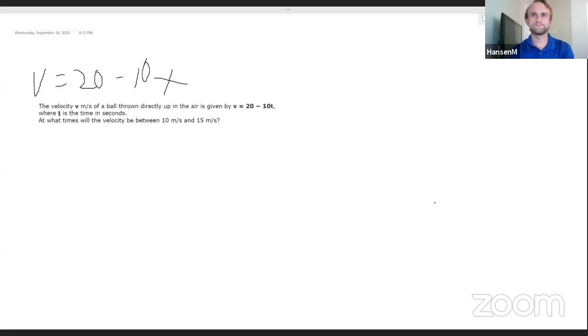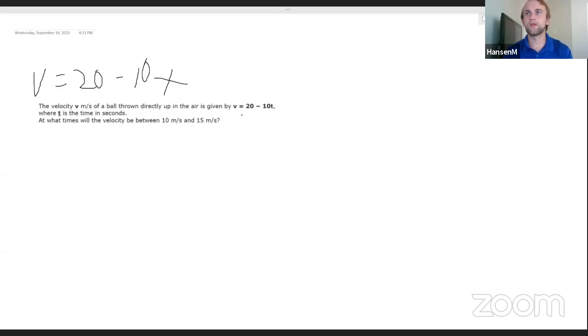Alrighty. So we have a problem where we have a function that describes our velocity as a function of changing time. Essentially if you throw a ball straight up, it's going to go really fast, but then it's going to slow down, slow down, slow down, and then eventually the velocity is going to go negative whenever the ball starts coming back down to the ground.